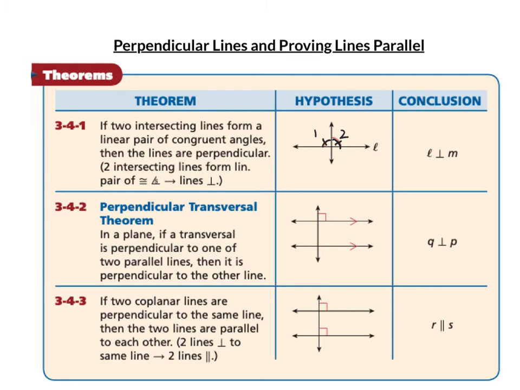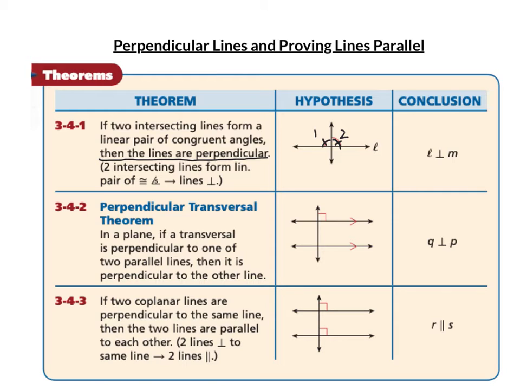What does it mean to be perpendicular? Lines are perpendicular if and only if they meet at a right angle. Notice the if and only if. That is a biconditional. It's a definition. So if two lines intersect and form a linear pair of congruent angles, then the lines are perpendicular. Note the conclusion. With this, you're concluding the lines are perpendicular. The perpendicular transversal theorem. So some of these theorems get names, others don't.